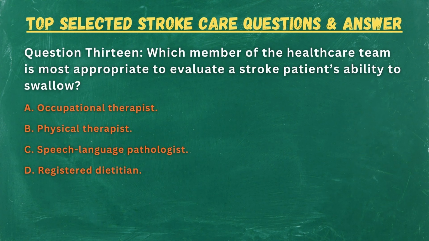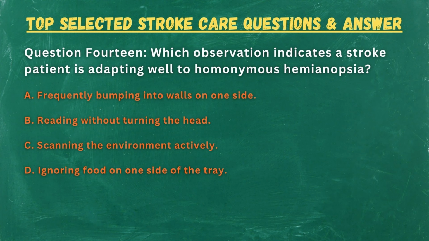Question 13. Which member of the healthcare team is most appropriate to evaluate a stroke patient's ability to swallow? A. Occupational therapist. B. Physical therapist. C. Speech-language pathologist. D. Registered dietitian. Answer: C. Speech-language pathologist.